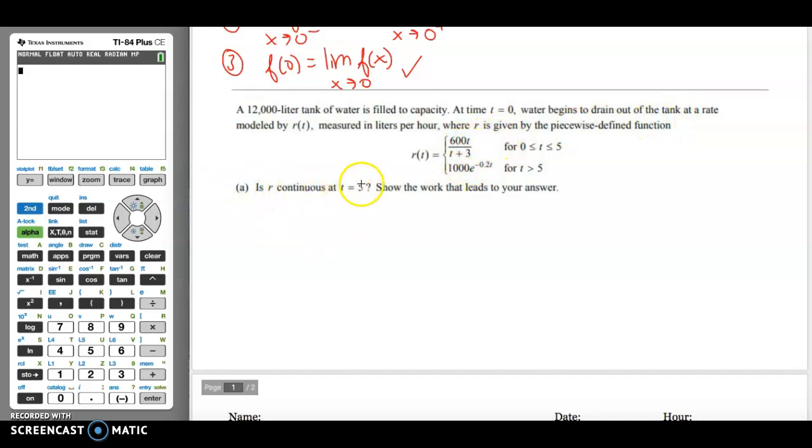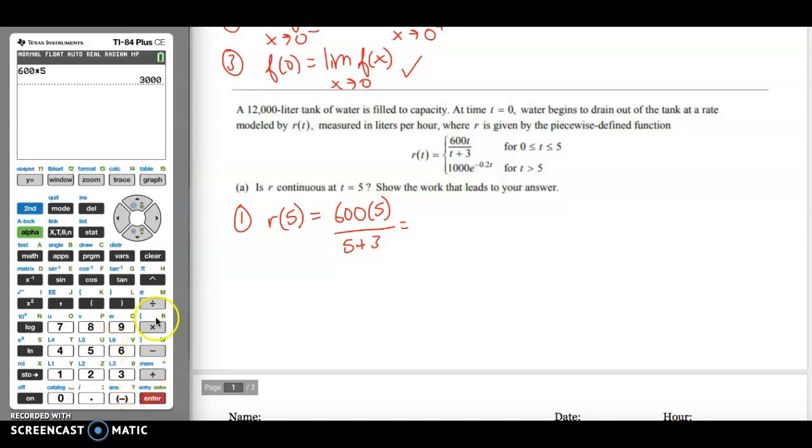Is r continuous at t equals 5? Show the work that leads to your answer. All right, let's go ahead and show some work. So r of 5 would be if I just actually plugged 5 into here. Oh geez, 600 times 5 divided by 5 plus 3, divided by 8. So I get 375.